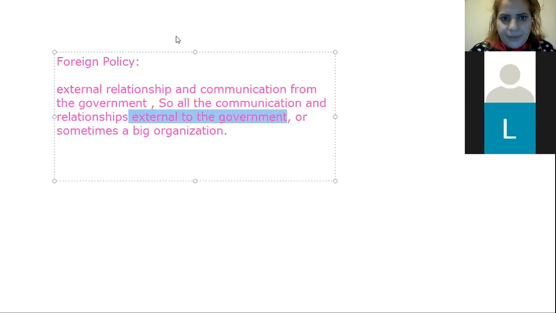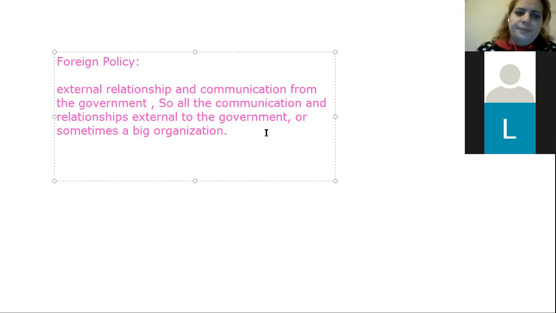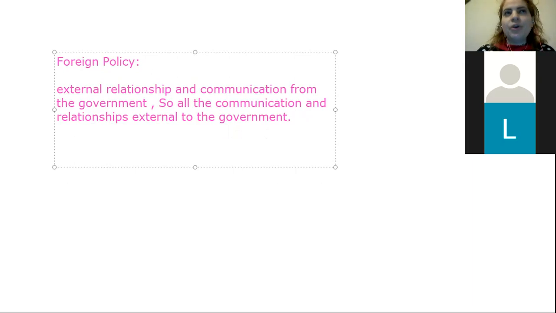So, external relationship communication from the government. So all the communication relationships external to the government or sometimes a big organization. But let's give it to the government here. It's mainly the government. The big organization can be like the United Nations. However, it is usually for governments.